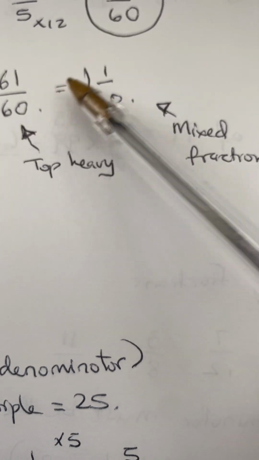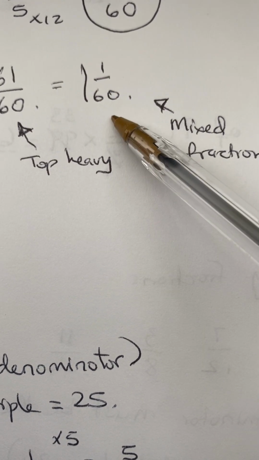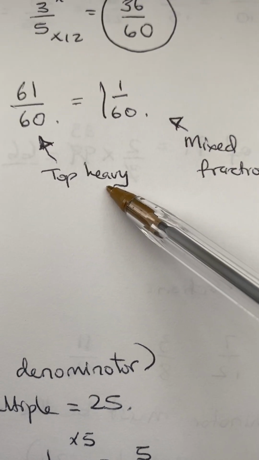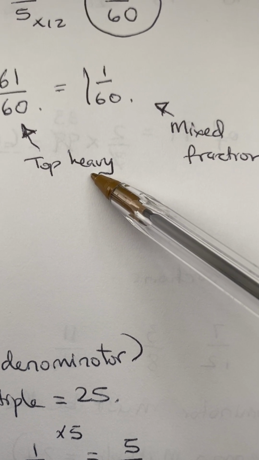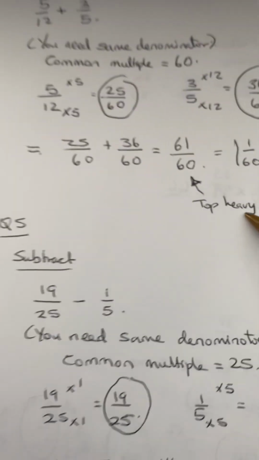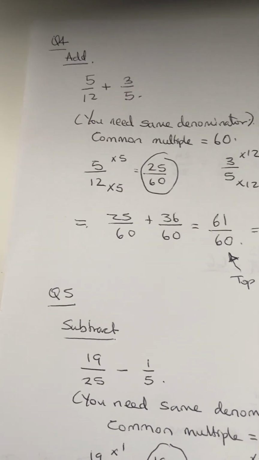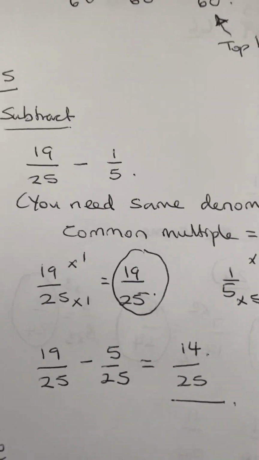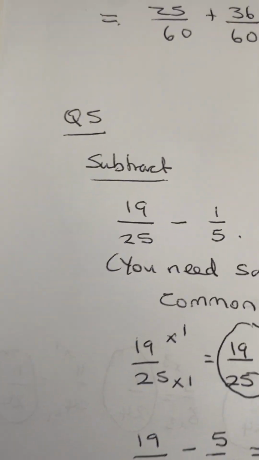Remainder 1 over 60. So we can leave it as a mixed fraction or a top-heavy fraction. Okay, so this is the fourth question that we want to look at today. Now let's look at the fifth one.